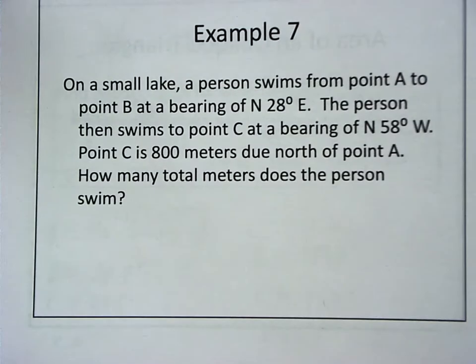On a small lake, a person swims from point A to point B at a bearing of north 28 degrees east. The person then swims to point C at a bearing of north 58 degrees west. Point C back to A is 800 meters, and it's due north of A. Oh my goodness, he swam a long way. Pretty good distance, yeah. 800 meters?